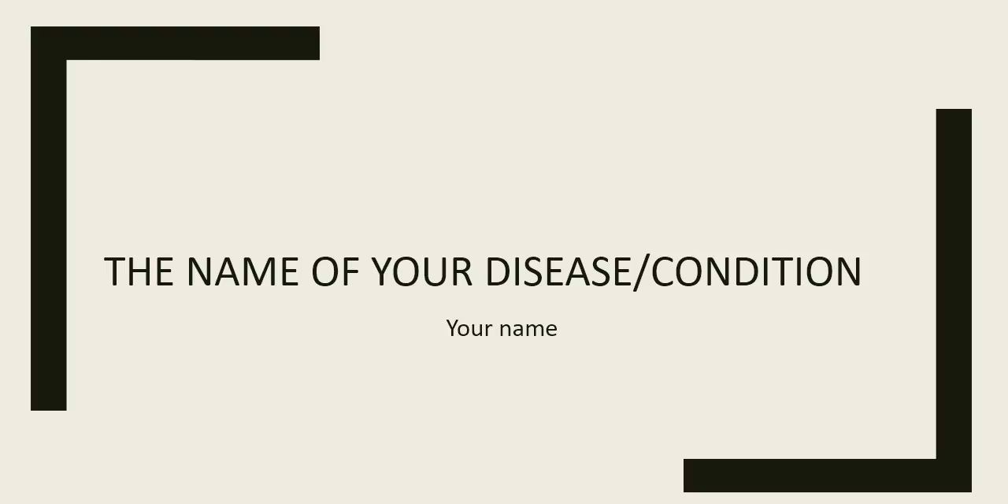So what I'm going to do now is go through a possible presentation and what it might look like if you wanted to use this format. The first slide would have your name of your disease or condition and your name. If you notice, most of my slides for this class have a light background and dark letters. That's because that is the easiest thing to read. So if you wanted to use this format, your first slide would include your disease or condition and include your name.